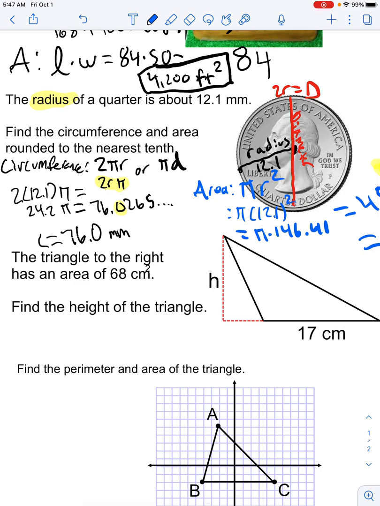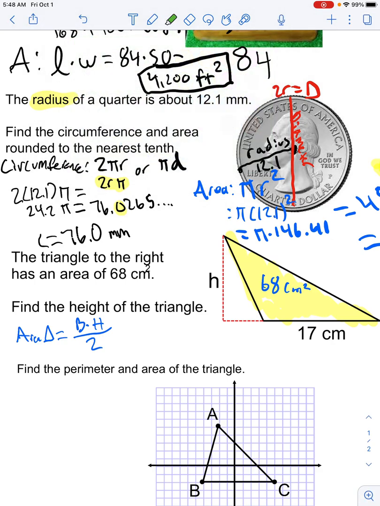Okay, let's take a look. The triangle to the right has an area of 68 centimeters squared. So inside here is 68 centimeters squared. Find the height of the triangle. In this case, I'm actually going to work a little backwards. So my area formula for a triangle, area of a triangle is base times height, very similar to a rectangle, but I'm going to divide it by 2.